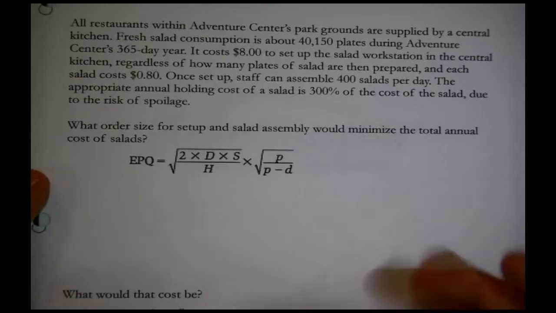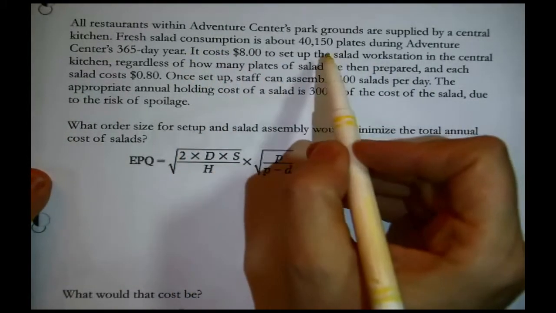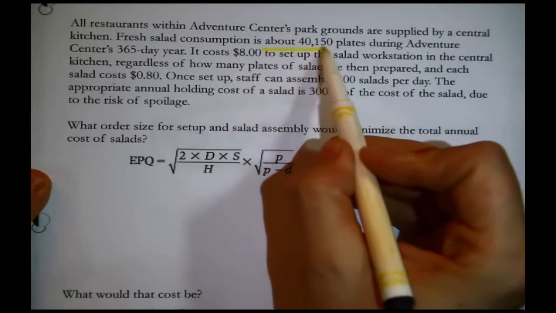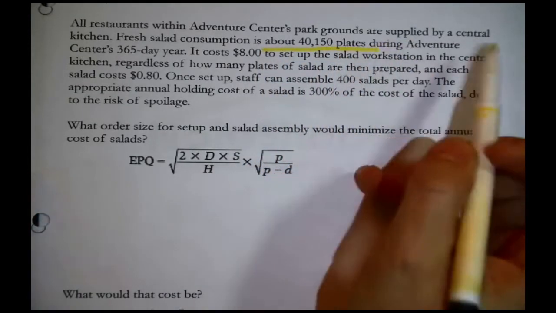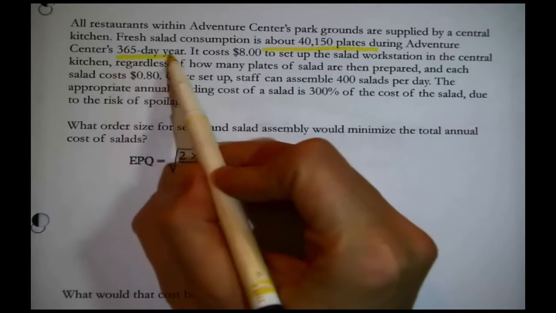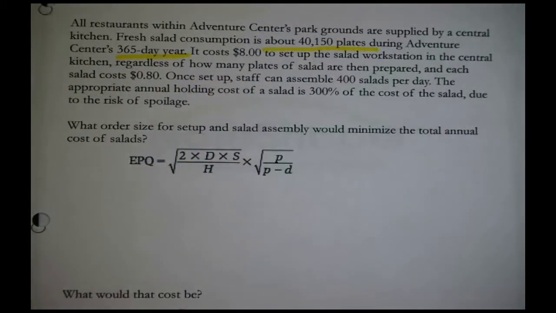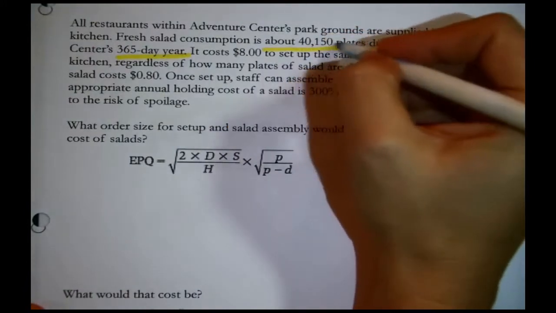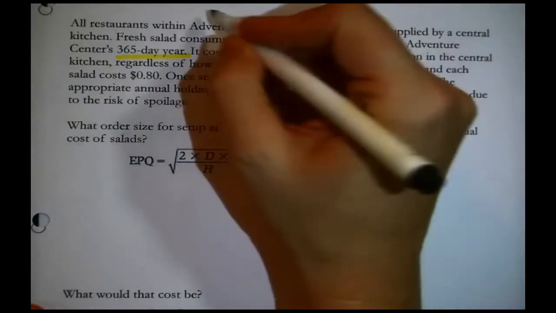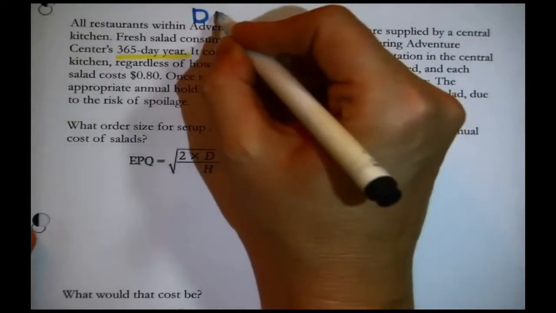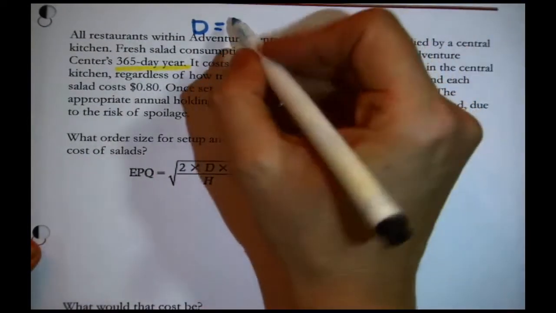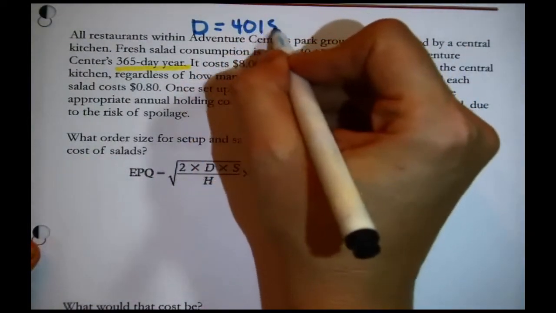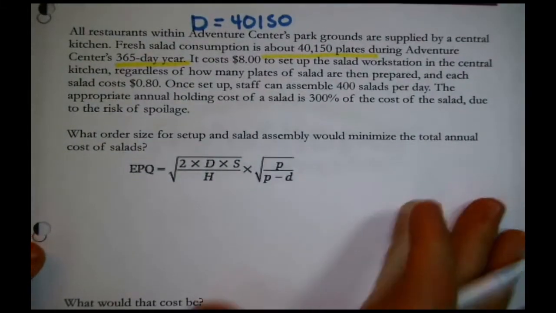Okay, that's interesting. Fresh salad consumption is about 40,150 plates during Adventure Center's 365-day year. Ooh, I just found something really important. The 40,150 plates of salad consumed a year, perfect. Capital D for annual demand, 40,150. I know I'm going to need that later.